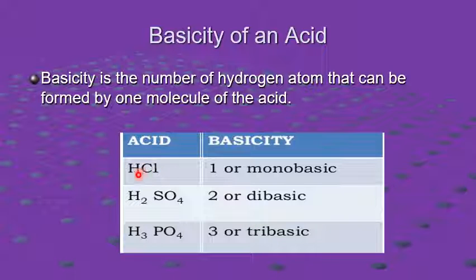So here we have HCl. Here you only have 1 hydrogen, so your basicity is 1 or mono basic. Next you have H2SO4. You have 2 hydrogens, so you have 2 or di-basic. Here you have 3 hydrogens, so you have 3 or tri-basic. That's it.